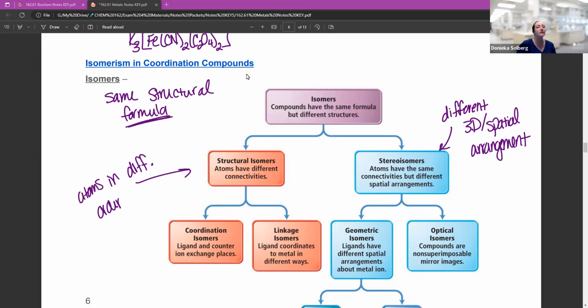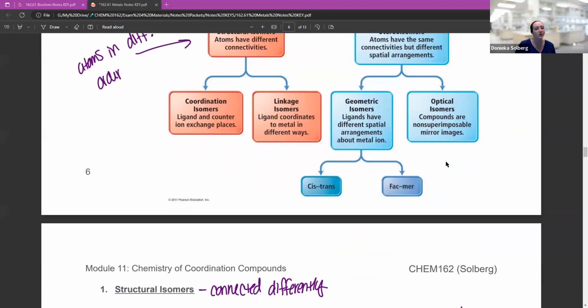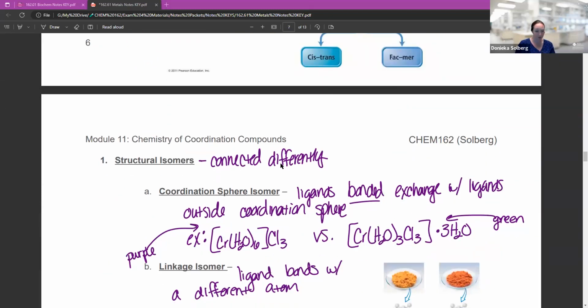So in coordination compounds, so all of these metal complex things, again, isomers are things that have the same structural formula. They can either be put together or connected differently. So atoms in a different order, like they're bonded differently. Or they could be stereoisomers, which has to do with their 3D spatial arrangement. Okay, so different bonding or different spatial arrangement. It still applies.